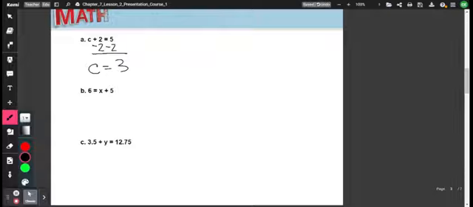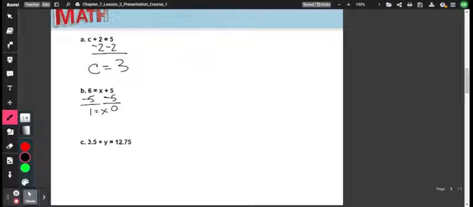Same thing for letter B. We are going to take the opposite of plus 5, make it minus 5, which will then give us 0. And then we're going to minus 5 from over here. So 6 minus 5 is going to give us 1, which is then going to give us x.